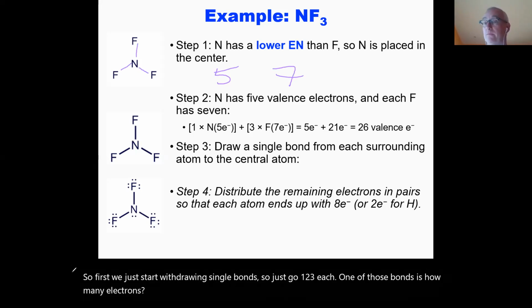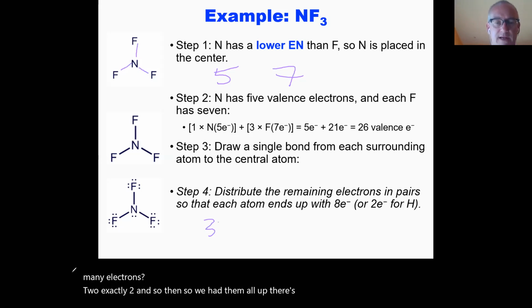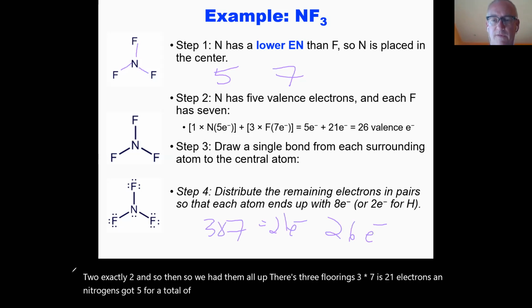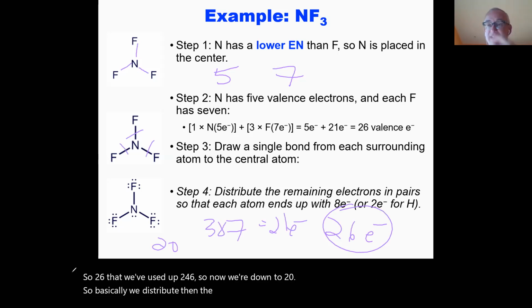2, exactly, 2. And so we add them all up. There's 3 fluorines, so 3 times 7 is 21 electrons. And nitrogen's got 5 for a total of 26. So we've used up 2, 4, 6. So now we're down to 20. So basically, we distribute the remaining 20 where they need to go so that everybody has 8.